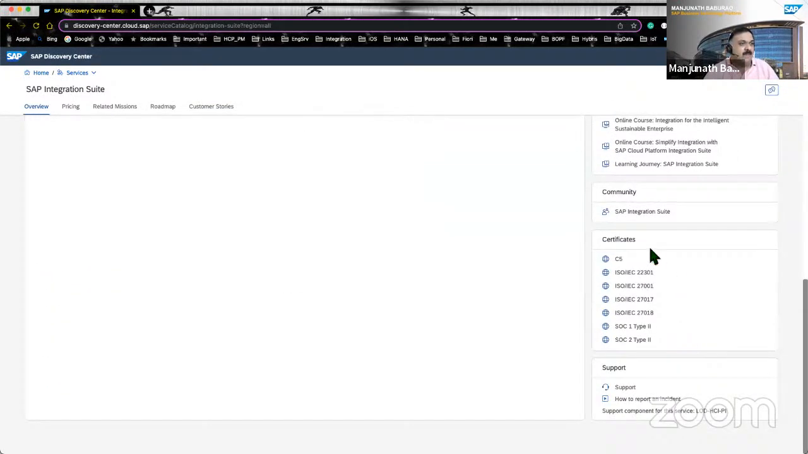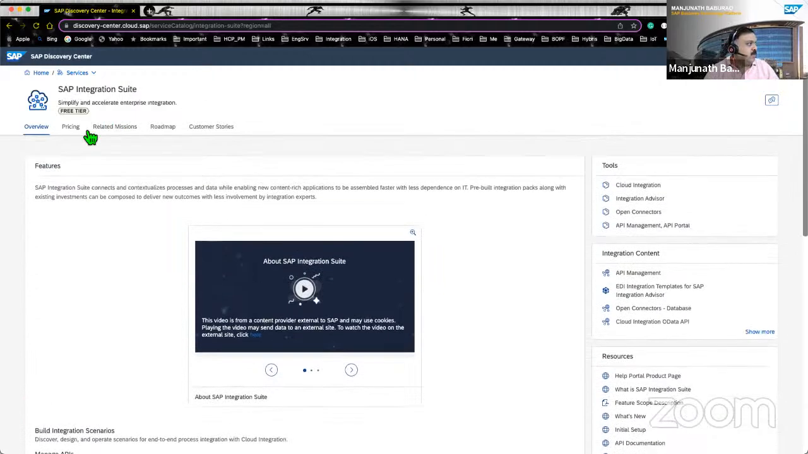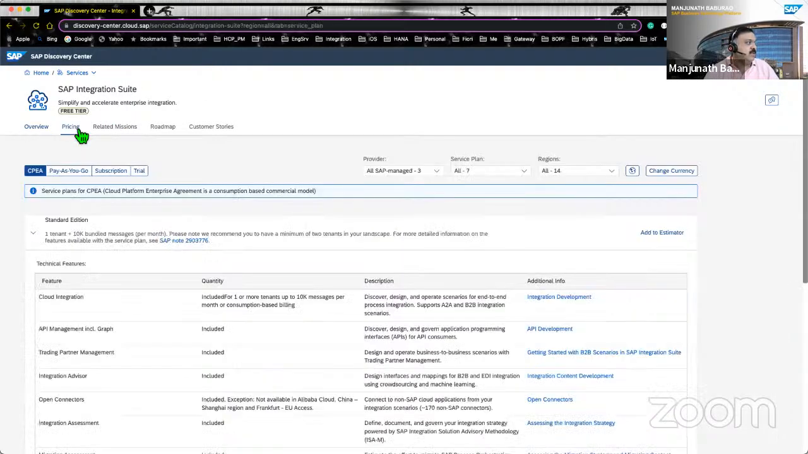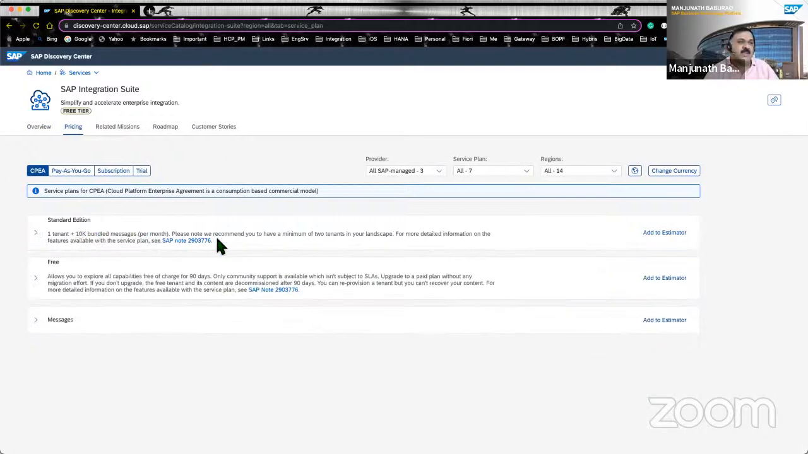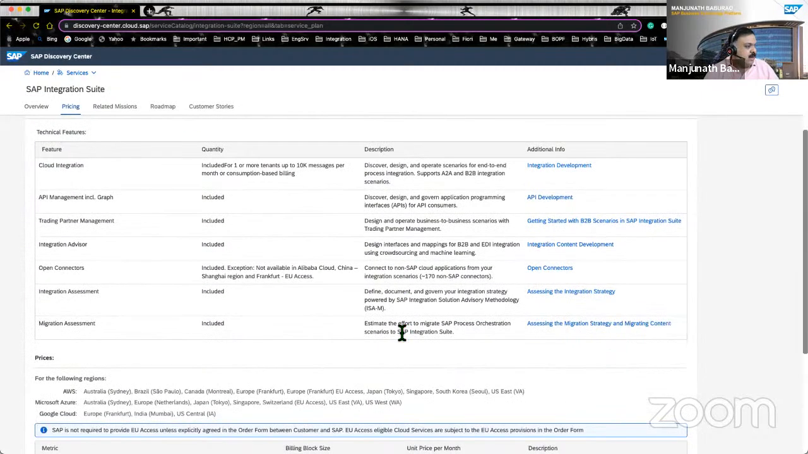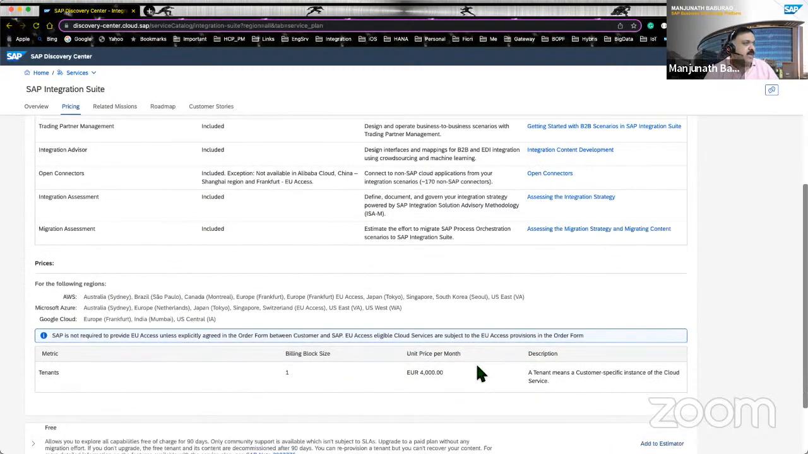We also have the certifications that the product already has. And if you look on top of this, you can see how the service is priced, what kind of commercial models it supports, what the different metrics are by which the service is sold, and what the unit price of this particular service is.